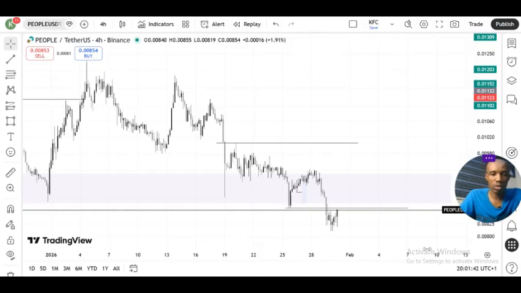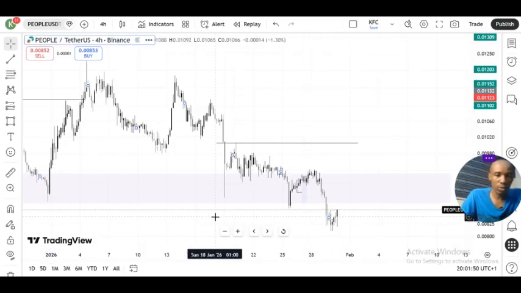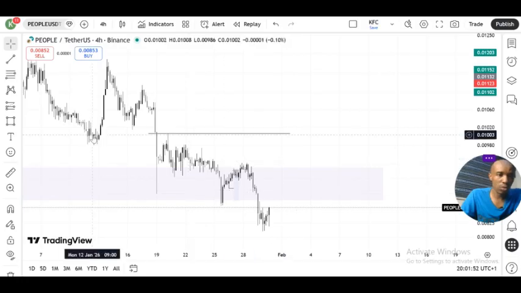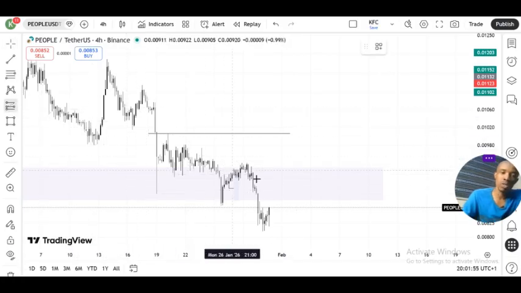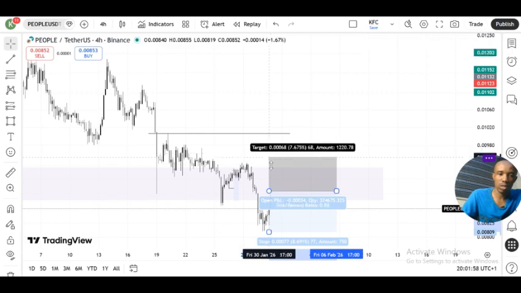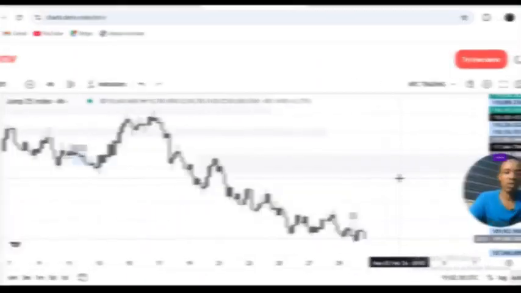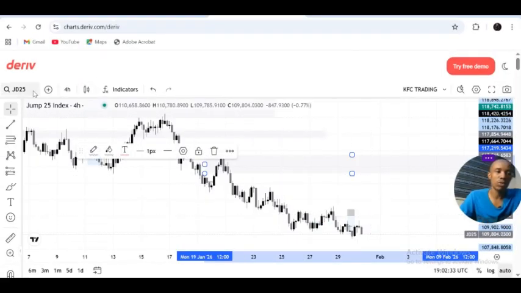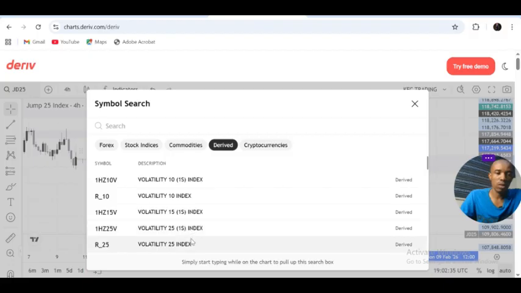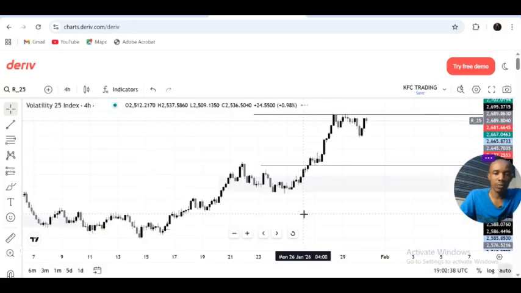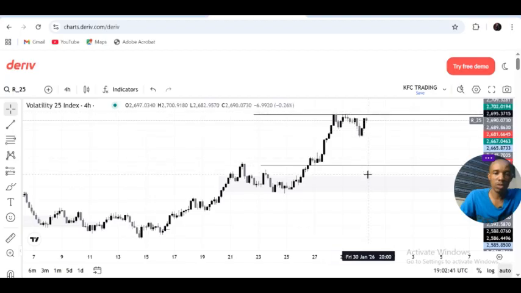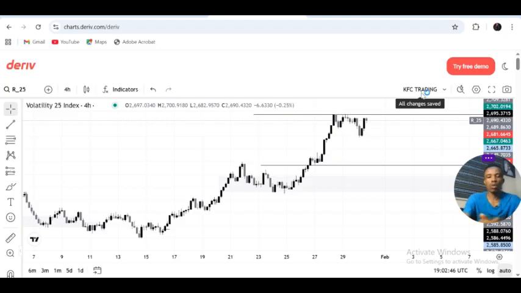It works just like Bitcoin. As Bitcoin is crashing, it's crashing as well. It's pulling back right now. If it gives us any bearish confirmation here, we're going to go bearish with the people USDT, just somewhere here. Not giving us any direction for Jump, so my eyes are going to be on the chart for Jump 25 and for Volatility 25. Eyes are still on the charts. I'm expecting it to give me bullish confirmation before I give a call for the trade.